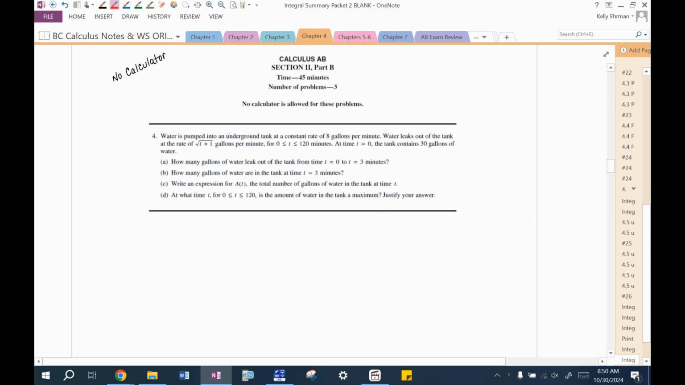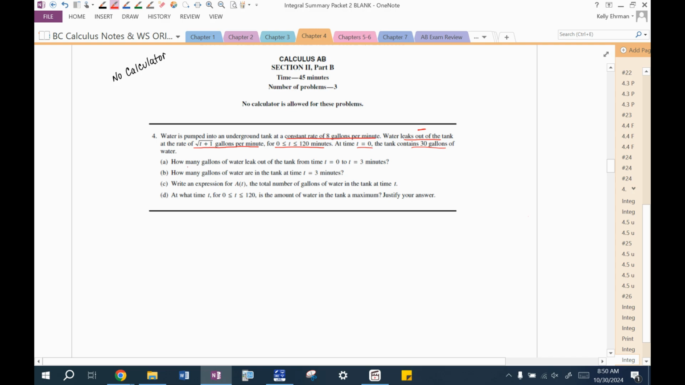Water is pumped into an underground tank at a constant rate of 8 gallons per minute. Water leaks out of the tank at a rate of square root of t plus 1 gallons per minute for this time period. Remember, that is leaking, so we're going to have to make it negative at some point because square root of t plus 1 will not calculate to be negative on its own. All right. And at time 0, the tank contains 30 gallons of water.